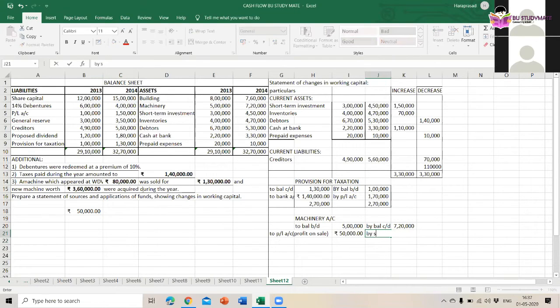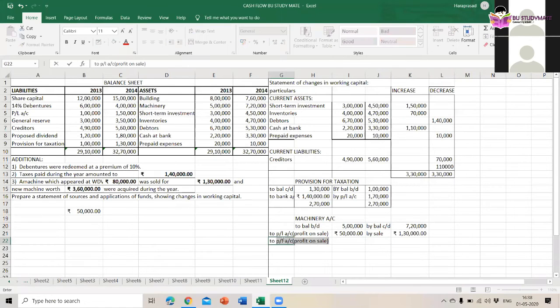And again, we have made a purchase, new machine worth rupees 3,60,000. We have made a purchase. So we'll write down here, while purchasing, cash will go out. So to bank account, purchase. So how much did we make purchase? 1,30,000, 3,60,000 rupees.